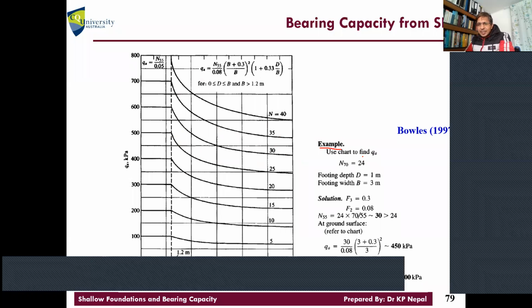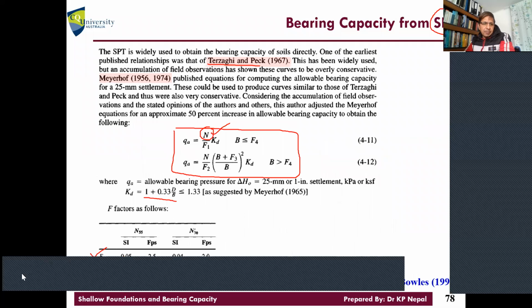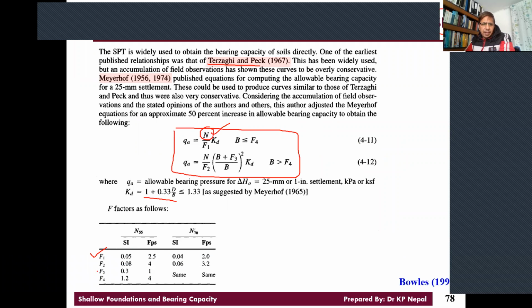Okay, can I explain now? Let's say, how you find the allowable bearing capacity from the SPT value? So what we do, let's say the N70 we observe is 24. We need to convert this to N55. That's what is done here. N55, 24 times 75 over 55, which is 30 you got. So now if the depth of the footing is 1 meter and the footing width is 3 meter, in this case, what factor do you need to use? You have factors. Can I check here at the bottom? You see? So now, what are the factors F3 and F4?